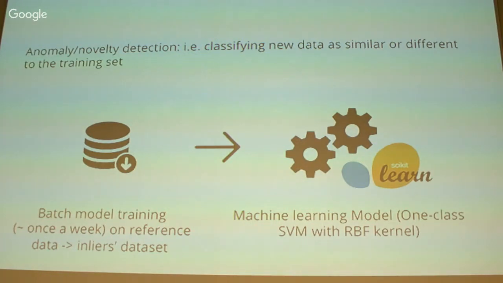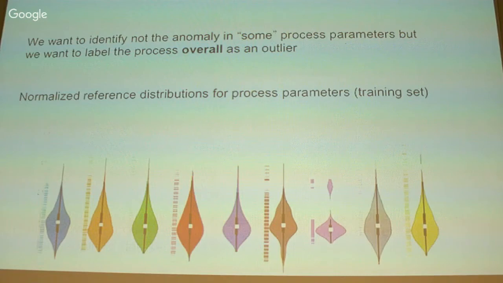Anomaly detection is very relevant for smart manufacturing. Basically, we need to classify new data as similar or different to the training set. We are using batch model training, which happens once a week, on some reference data, which constitutes the inliers data set. And we were using a machine learning model. It's also very simple. It's a one-class SVM with a radial basis function kernel, among the different algorithms for anomaly detection that exist.